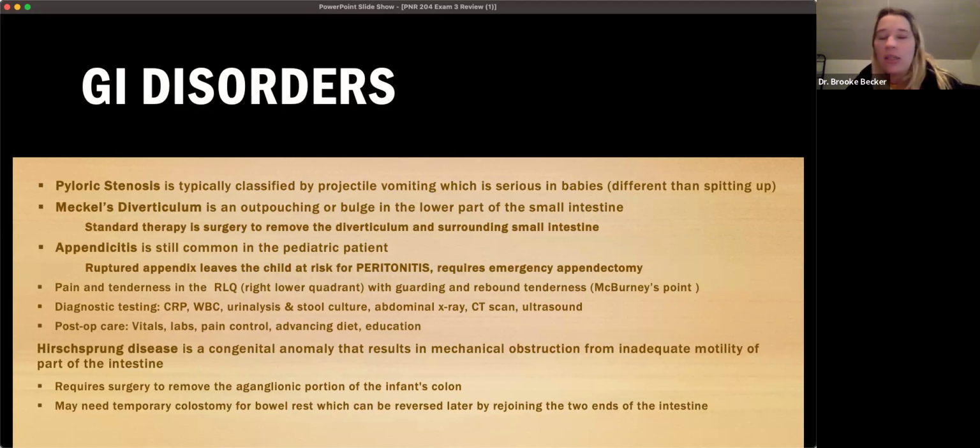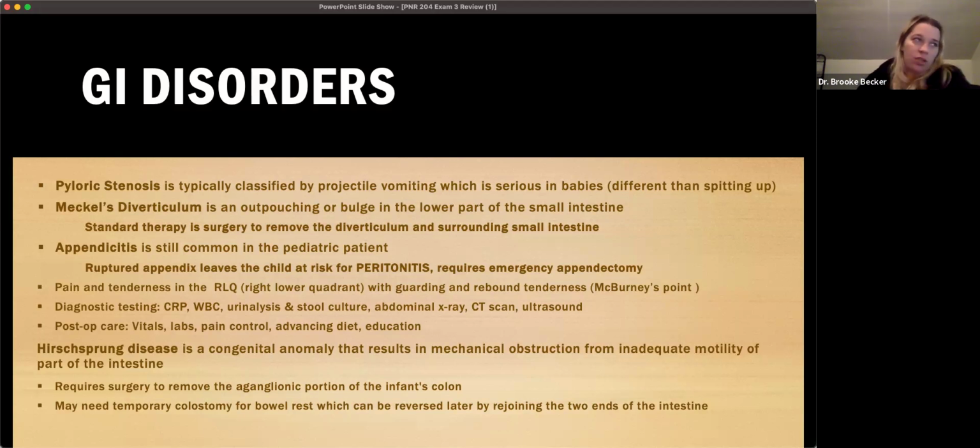CT scan or an ultrasound. A lot of times now they are just doing ultrasounds first on kids that they think have appendicitis because there's less risk of radiation there. But if they get an ultrasound and they can't see the appendix and they're still pretty suspicious that the kids have appendicitis, then they do the CT.